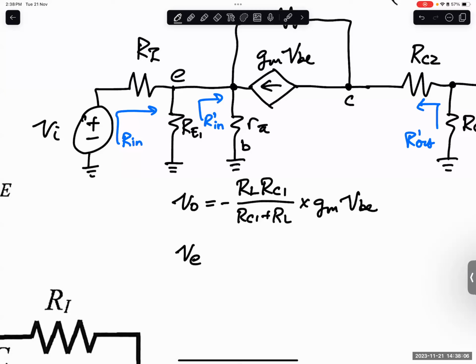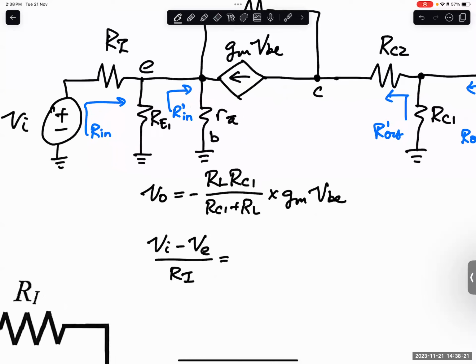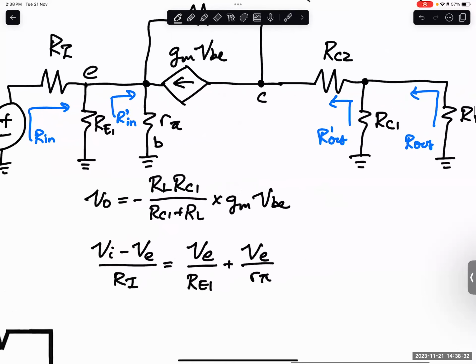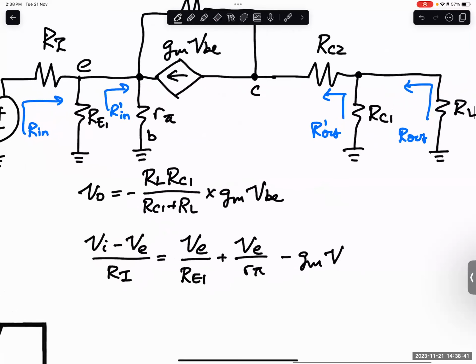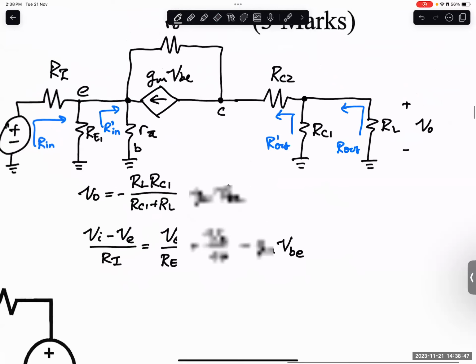Let me see. I just use VI: VI minus VE, divided by RI, equals the current going in, equals VE divided by RE1 plus VE divided by R pi. And then gm vbe is going in, so it's minus gm vbe. Okay, got this expression here? Yes.